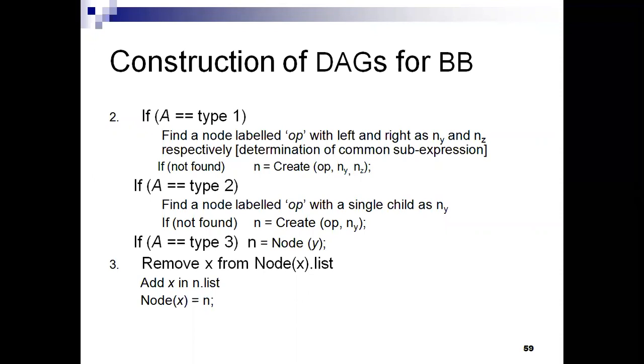And in the last step, if you want to delete x from the list, that means delete x from the list of identifiers by using node of x. And if you want to append, in the sense of adding x to the list of attached identifiers for node n, then you need to find it in the second case, that is case number 2, x is equal to op y. These are the steps that we need to follow, which we call the method for the construction of DAGs for the basic blocks.